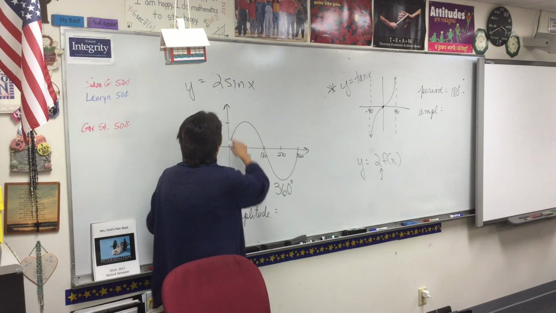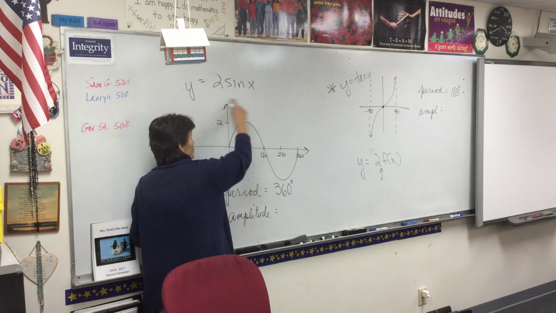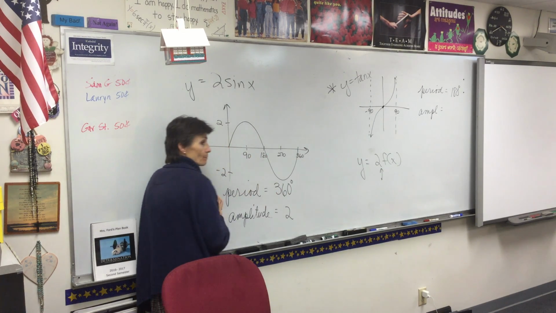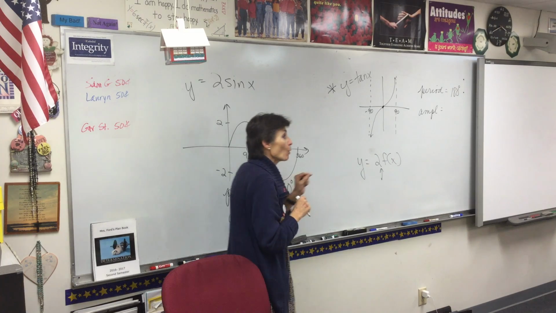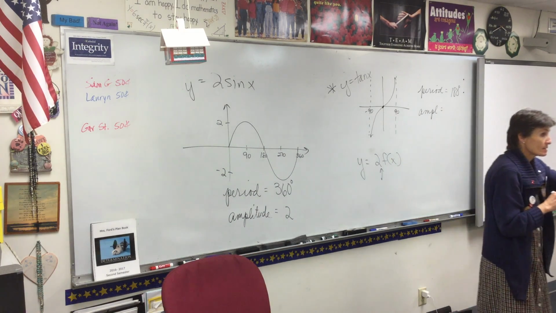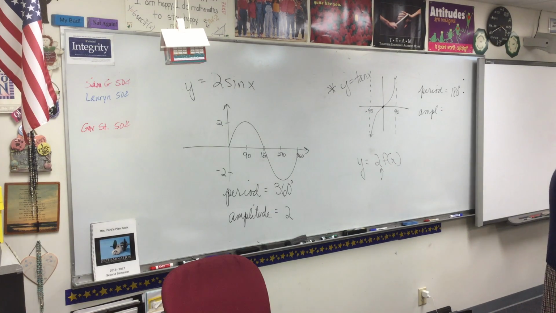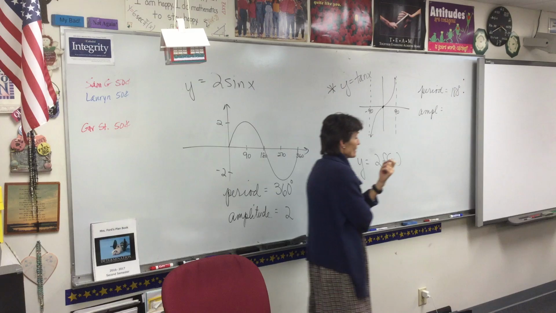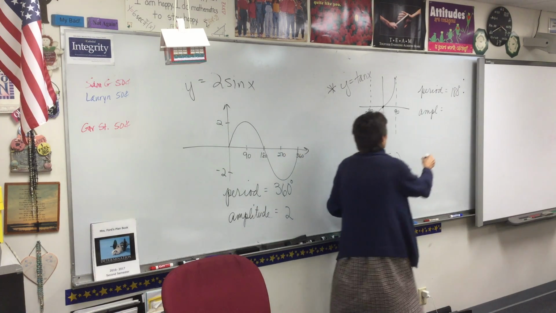So for this curve, the one I was graphing, the amplitude is 2. For your basic curves, the amplitude is 1. For sine and cosine of the regular normal curve, the amplitude's 1. The period's still 360, but the amplitude's 1. Now, what about tangent? Undefined. Does not exist.